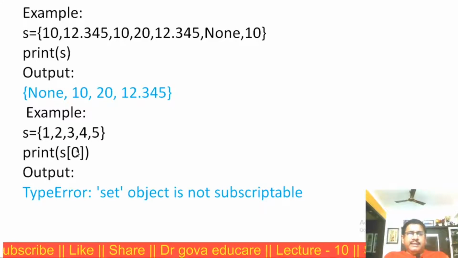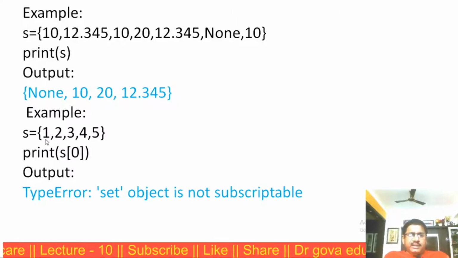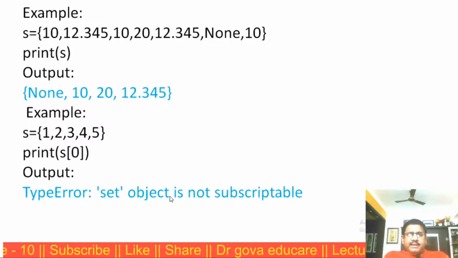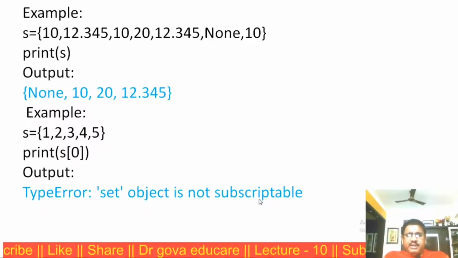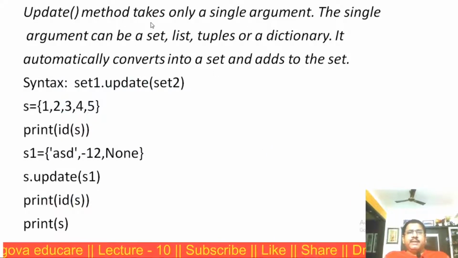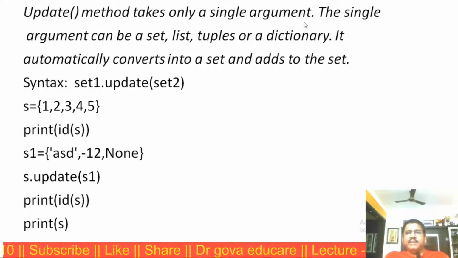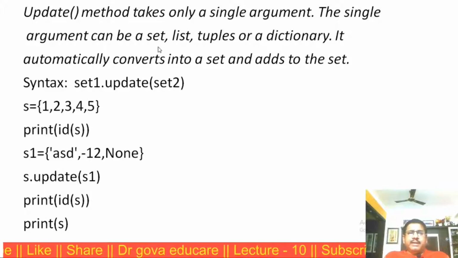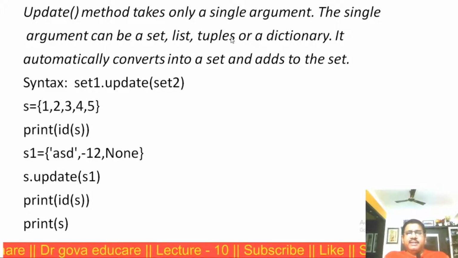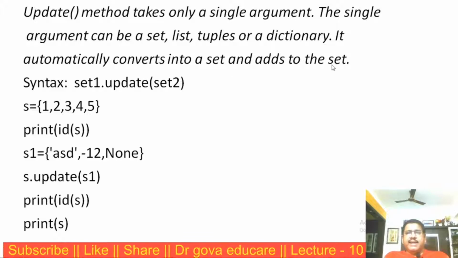Now similarly, the index is not allowed. Now I am trying to retrieve the 0th element, that is S of 0. Now we get an error: set object is not subscriptable. Update method, there is an update method. This method takes only a single argument. The single argument can be a set, list, tuple or a dictionary. It automatically converts into a set and is added to the set.